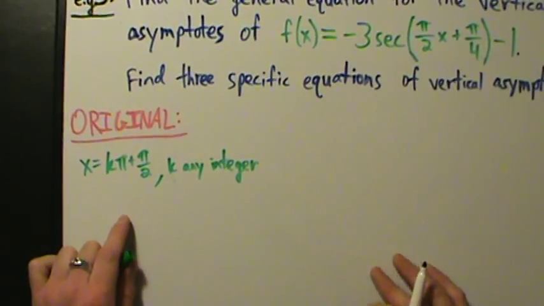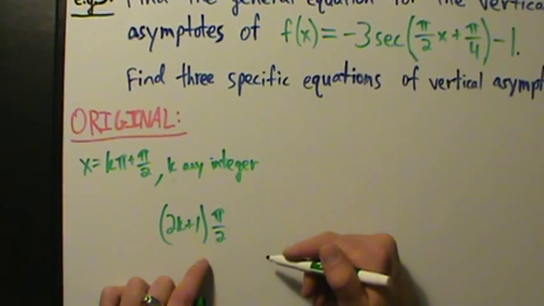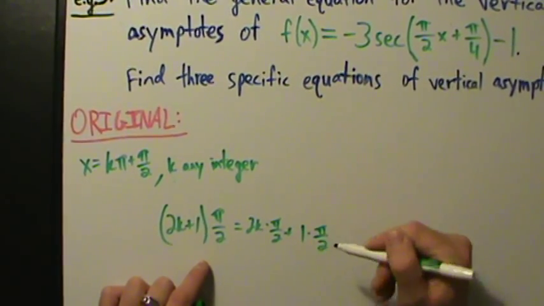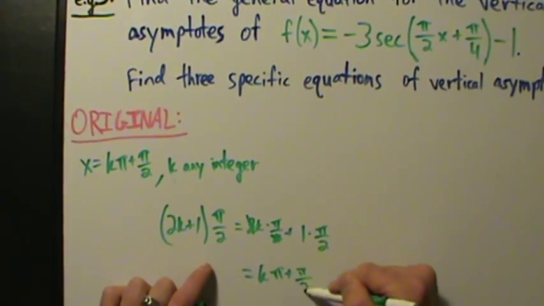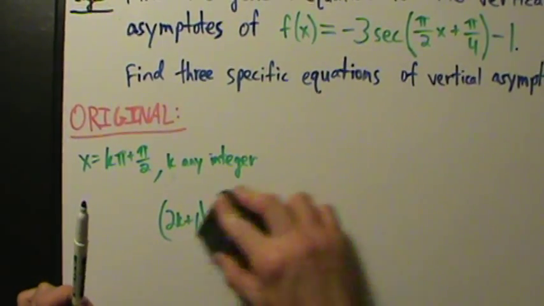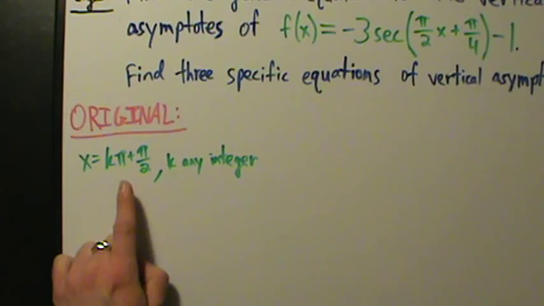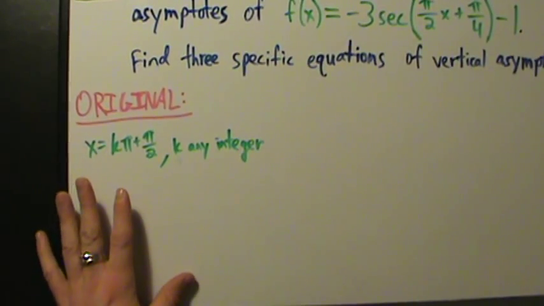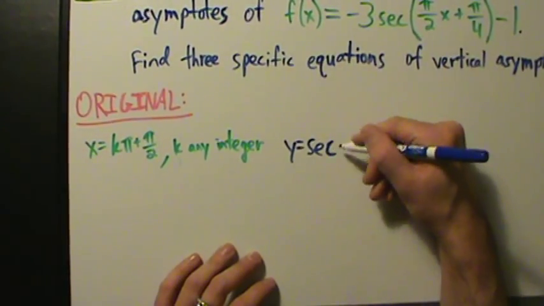Okay, so why k pi plus pi over 2? Well, remember, in general, and we talked about it in a few videos, it's 2k plus 1 times pi over 2. But if you distribute the pi over 2, then you'll get 2k times pi over 2 plus 1 times pi over 2. Okay? And then these 2's cancel, and you end up with k pi plus pi over 2. So that's why we have k pi plus pi over 2 here. We really could use the other form, but in general it's better to use this form for tangents and secants because it'll simplify a little nicer. So that's the original general equation for the vertical asymptotes for y equals secant of x.